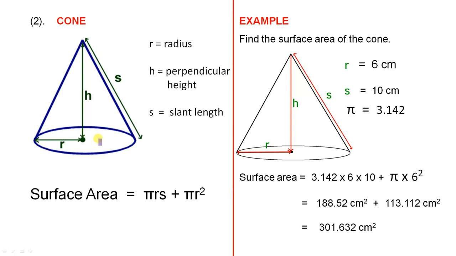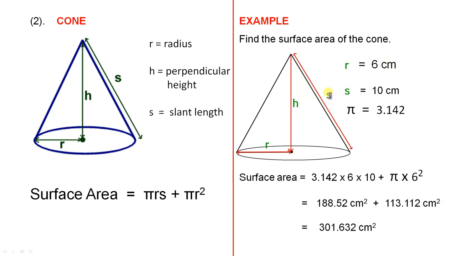Okay, so we don't actually need the height. I mean, I've given h as the height, but when you're finding the surface area of a cone, basically if you've got the slant height and you've got the radius, you don't actually need that value there.